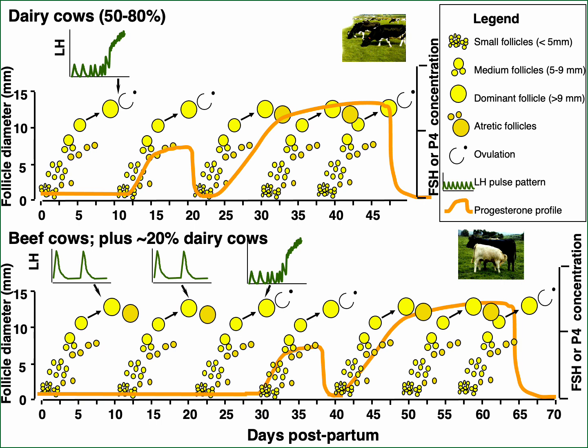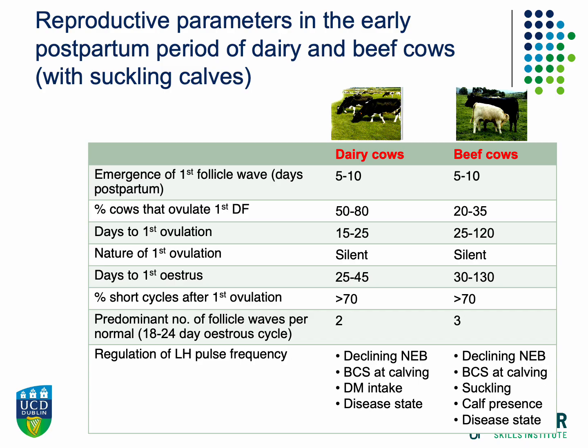So basically this is beef and dairy plotted against each other. You see in dairy cows at the top, you have a number of follicular waves that turn over, and then there is ovulation. And in beef cows and 20% of the dairy cows, there's more turnover and then ovulation, due to all the negative effects. So if we plot beef and dairy against each other, the previous one was the different types of dairy cows, but what does that look like?